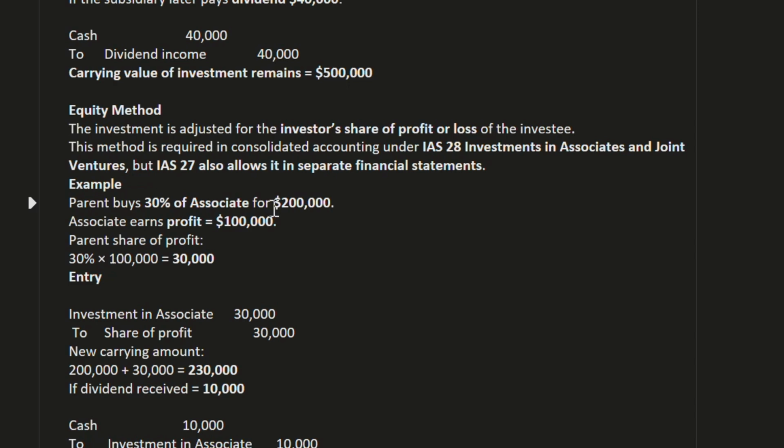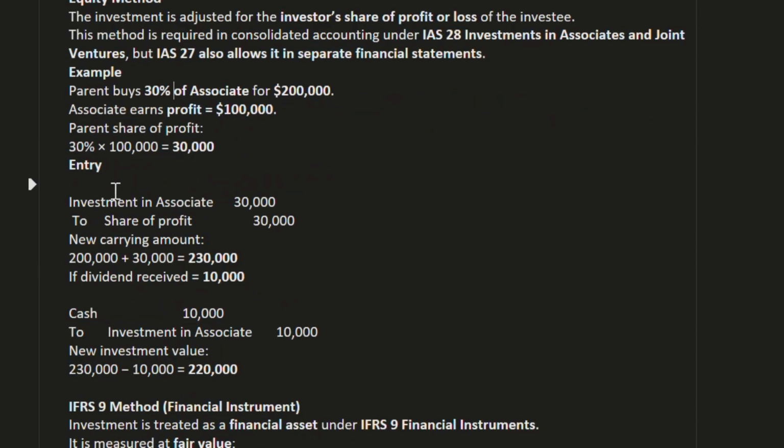Example: parent buys 30% of associate for 200,000. Associate earns profit of 100,000. So parent's share of profit is 100,000 multiplied by 30%, that is 30,000. Now we are going to do the journal entries. At initial recognition, we have already recorded the investment in the financial statement. Now we do the journal entry for the profit share. Once the associate earns the profit of 100,000, we do the journal entry: debit investment in associate 30,000, credit share of profit 30,000.